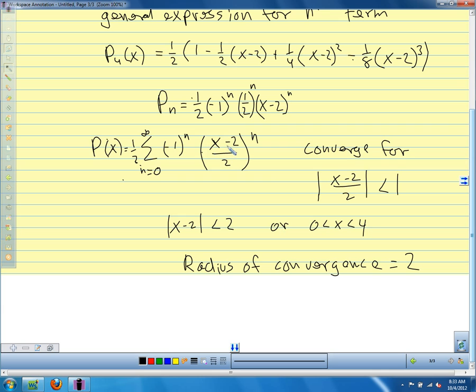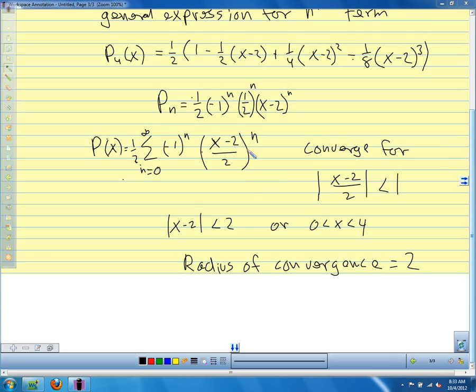And if I plug in 4, I get negative 1 to the n times 1 to the n. So we're summing minus 1 plus 1, minus 1 plus 1, minus 1 plus 1. That's going to diverge. So our interval of convergence, the set where our series converges, is going to be the interval from 0 to 4. So this power series would represent the function 1 over x for x between 0 and 4.